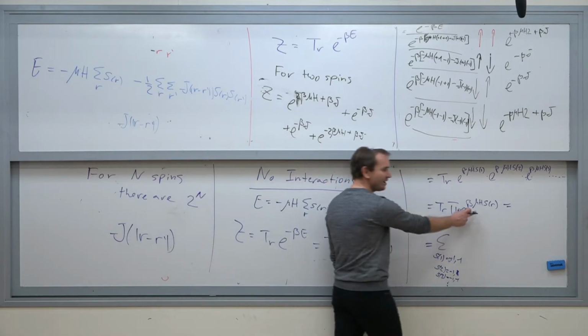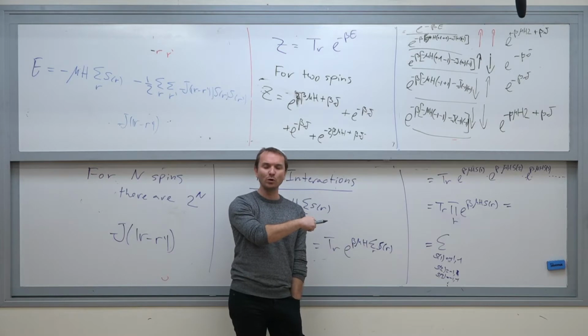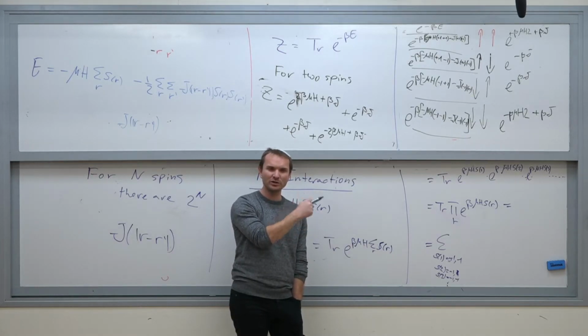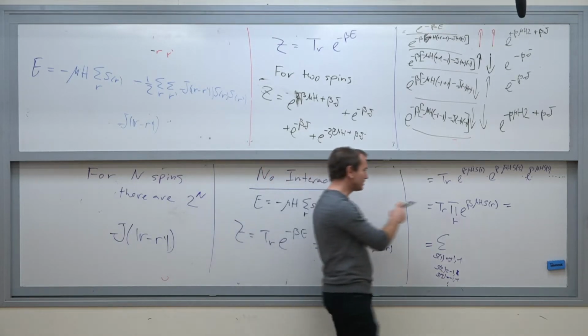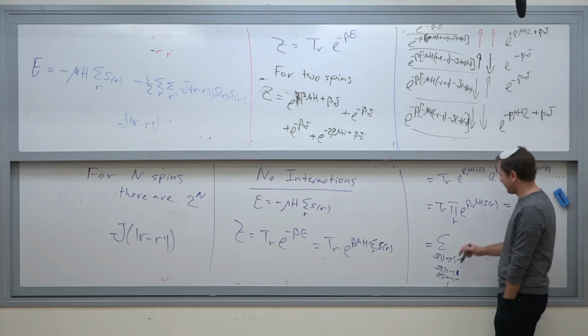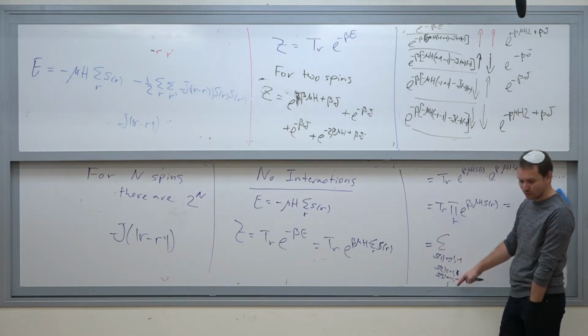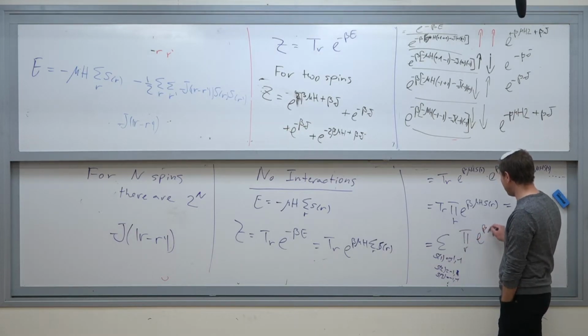Now, I already got here the factorization that I'm always looking for when there are no interactions. You see, when there are no interactions, I always look for factorization in my partition function, because this is the way to sum over everything. Okay, so this is the sum over all different situations. Here I have a simple multiplication over r, e to the beta mu h s of r.